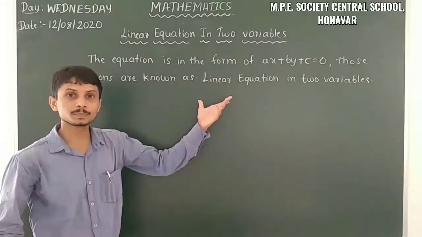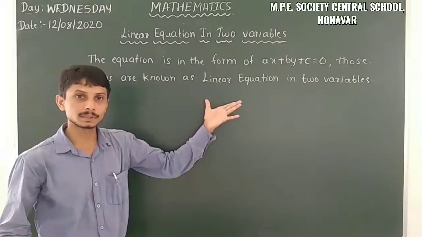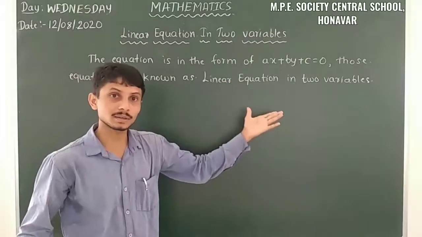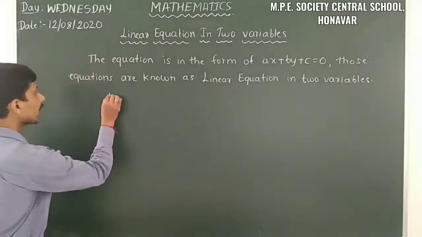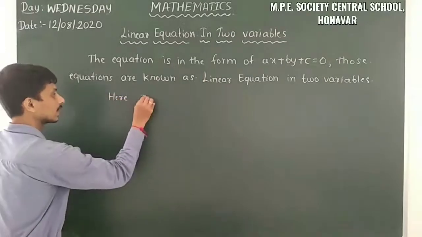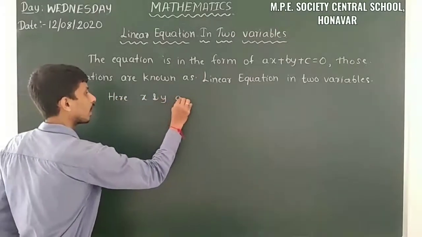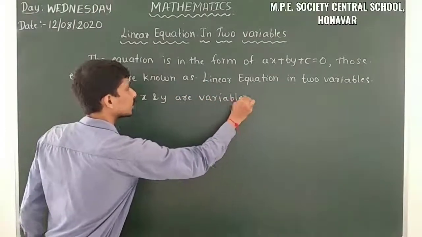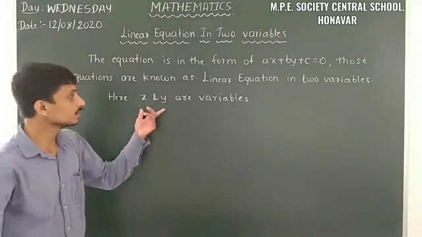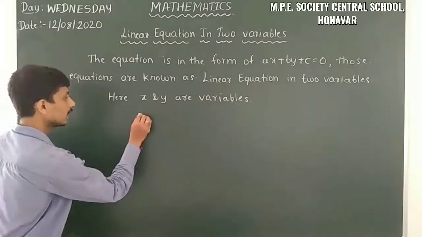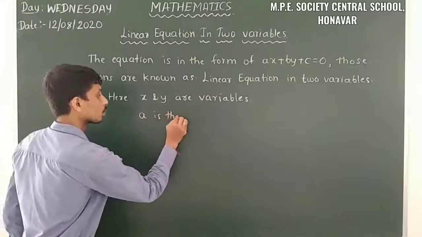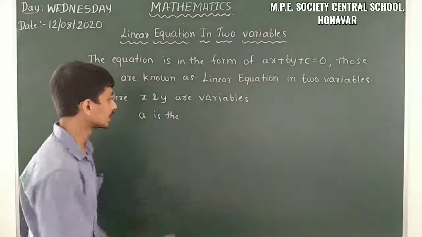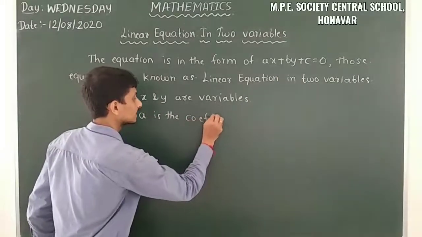So this is the definition of the linear equation in two variables. What are the terms here? x and y are the variables here. Then, what is A? A is the coefficient of x. That means the multiplied term with the variable x.